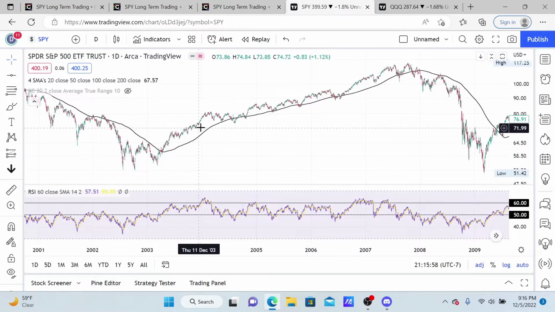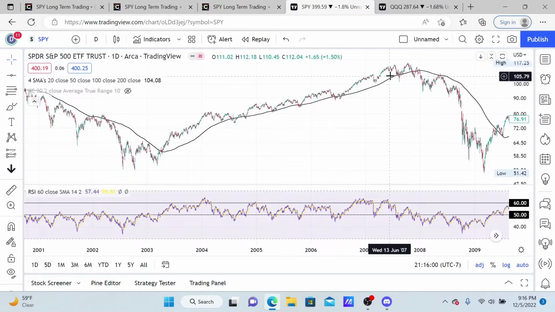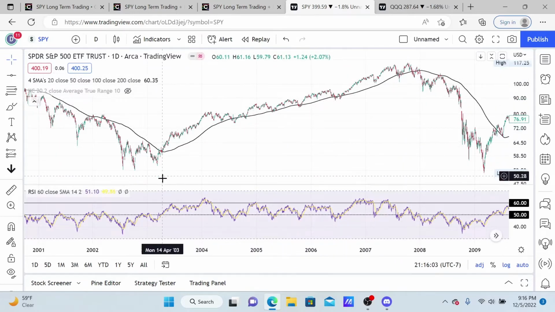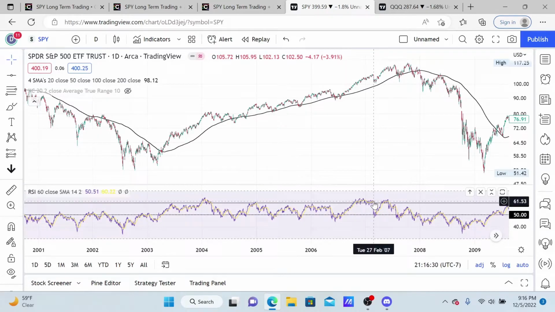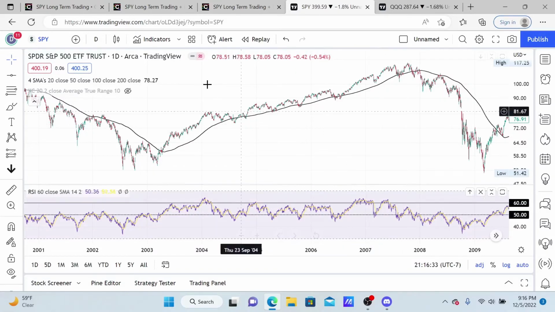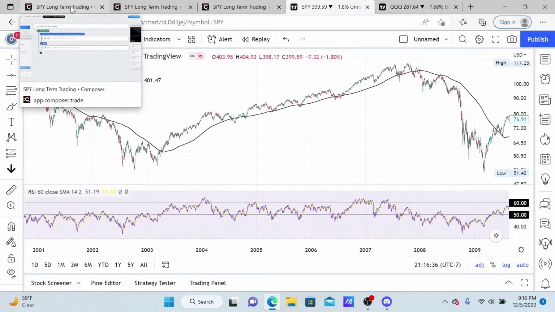As you can see here, it's pretty much above the 200-day all through this period here. Now, if you look down at the 60-day RSI, you can see it trades in a range of 50 to 60. Sometimes it dips below, sometimes it dips above, but the range is 50 to 60. So when it goes above 60, I like to transition to long-term bonds. That could be TLT, that could be IEF. They'll both work. So this is what that would look like in Composer.